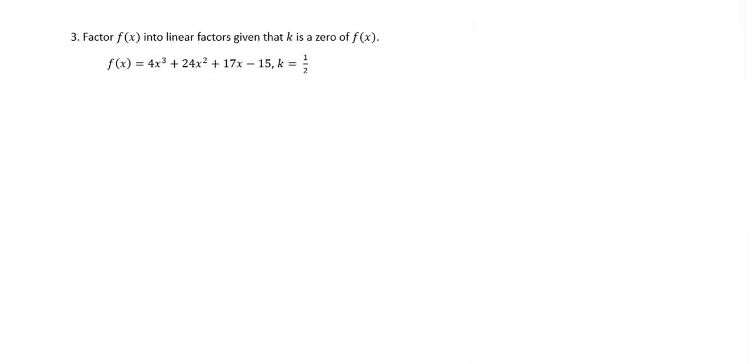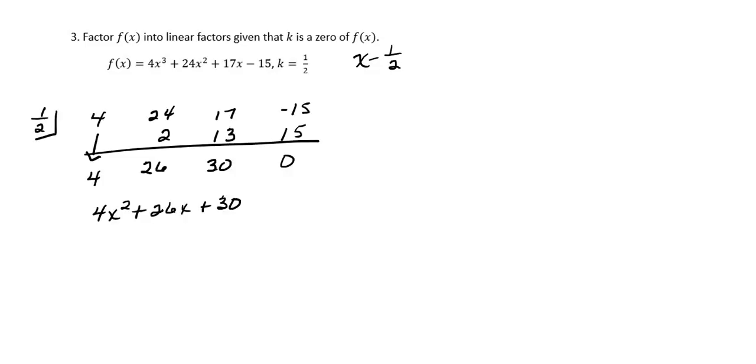Problem 3, factor f of x into linear factors given that k is 0. And my k here is 1/2. So if 1/2 is a 0, then that means x minus 1/2 is going to be a factor. So I'm going to start off by using synthetic division with 1/2. So there's my quotient. I'm going to see if I can use my graphing calculator to find another 0.